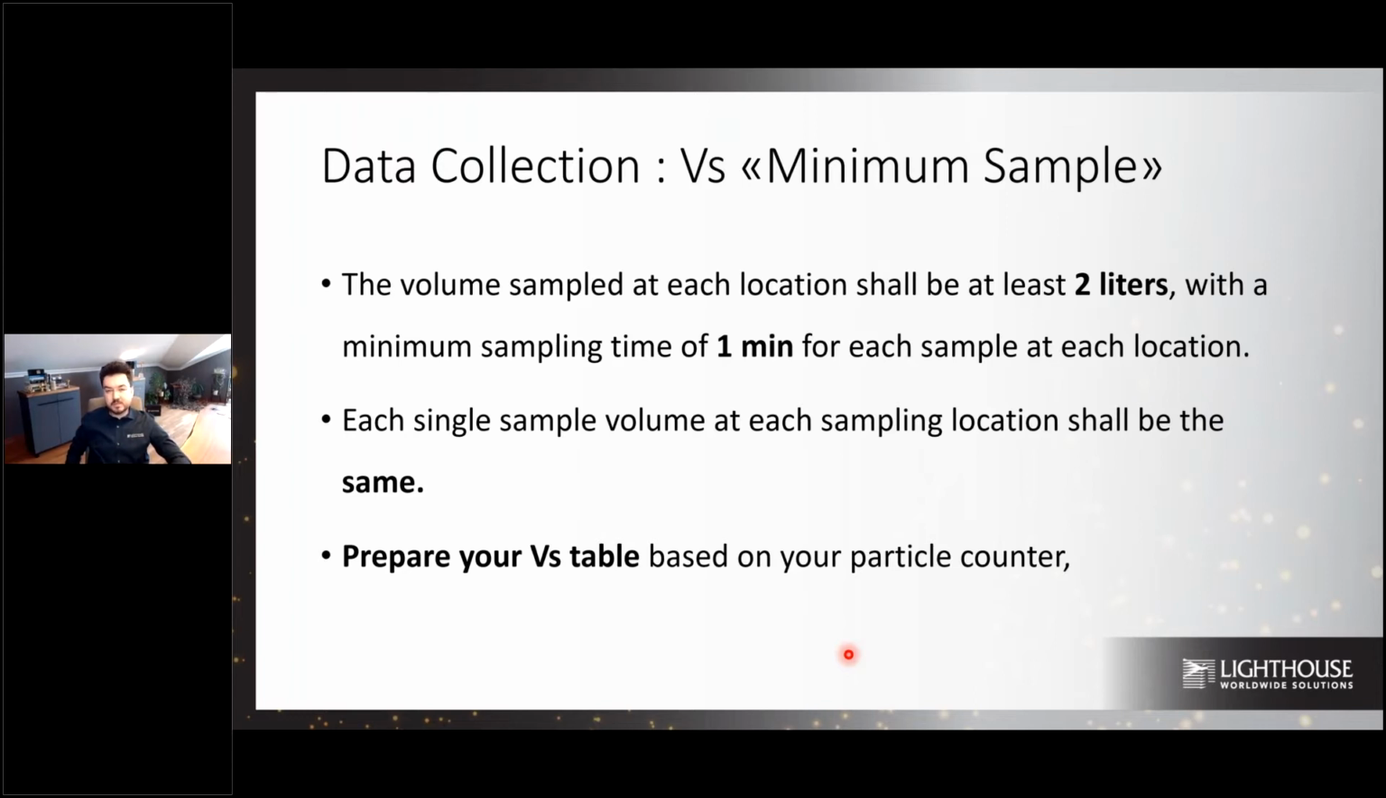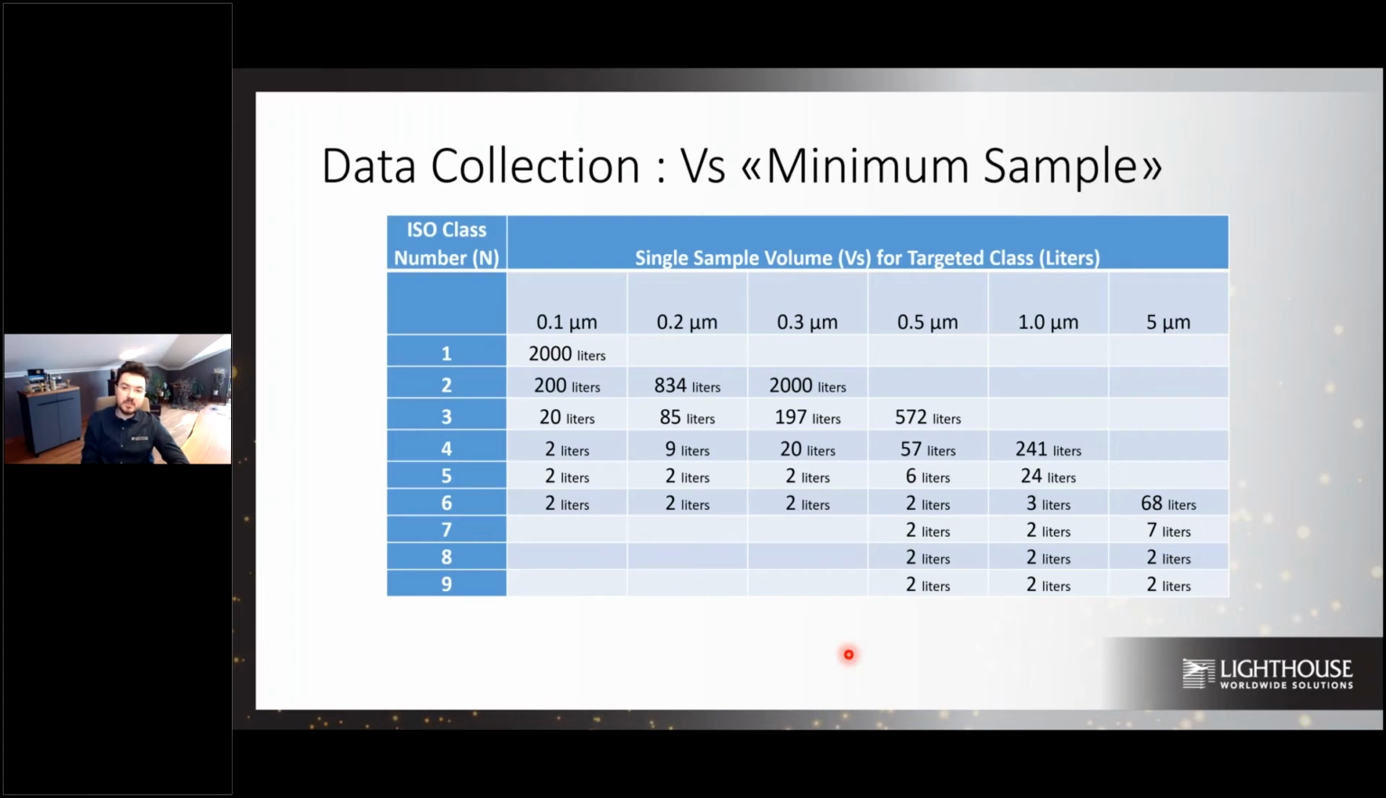So if the expectation is 24 liters, if you're taking 28 from every location, it should be the steady and the same. Prepare your VS table based on your particle counter. What does it mean? Standard is not giving you the VS table. It's still asking you to make your own calculation, but this is what you should expect as a minimum liters to be sampled in each location without defining your particle counter flow rate.